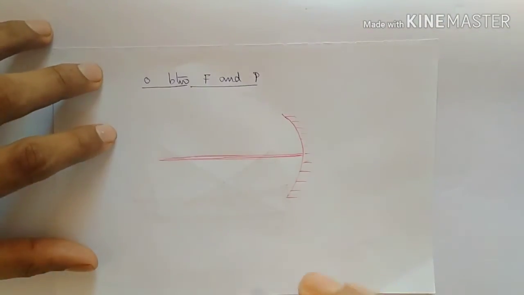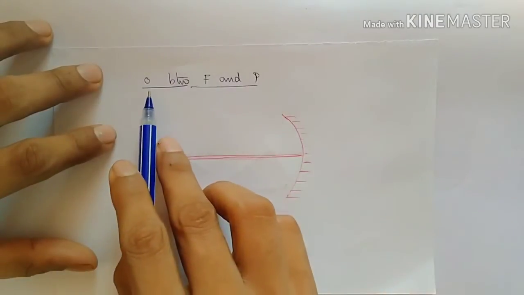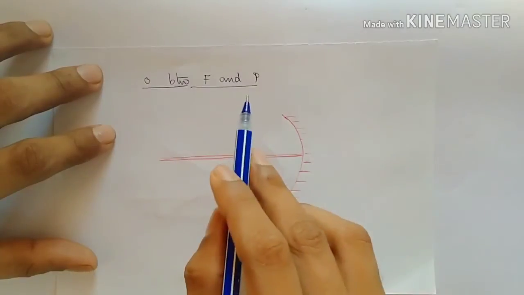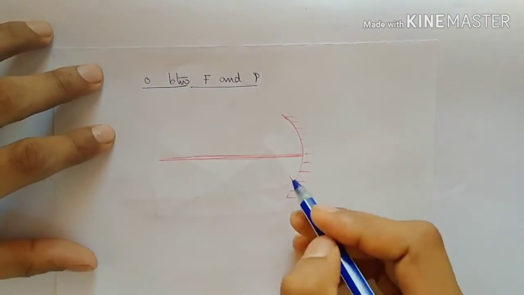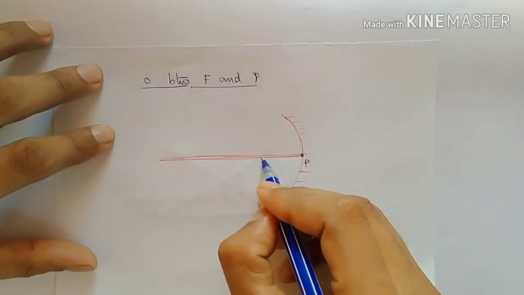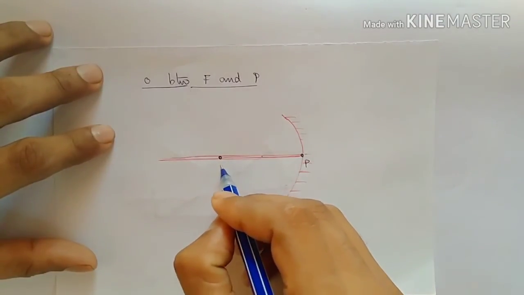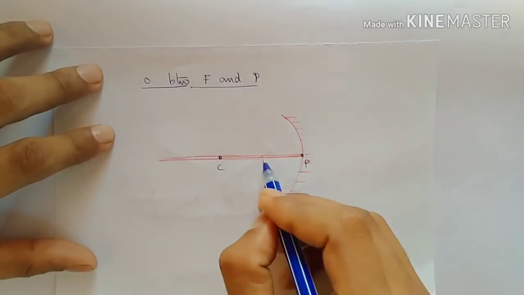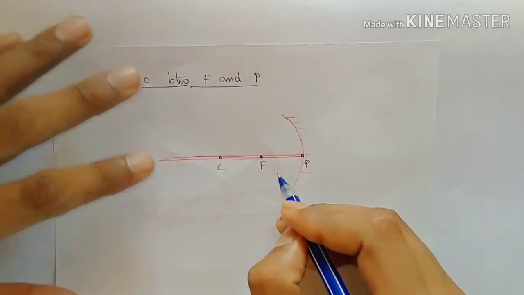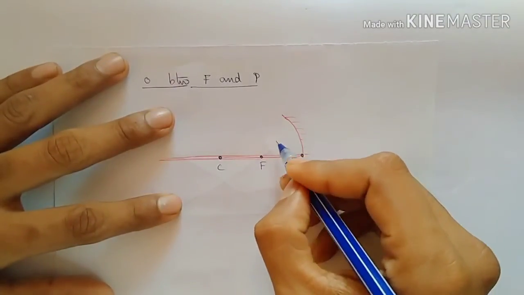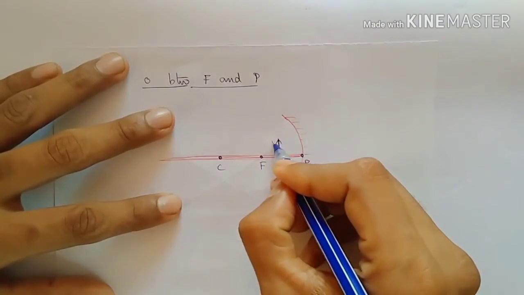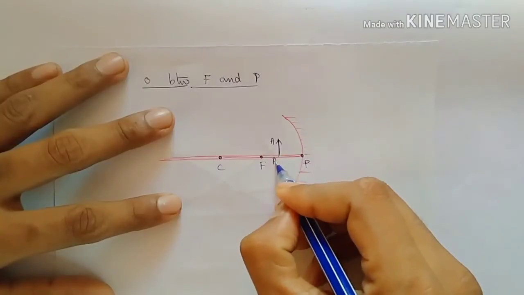Next, let's draw the ray diagram for object between F and P. Object is placed between F and P. For drawing the ray diagram, this is our pole. Let's mark this point as our center of curvature. Between center of curvature and pole we will have our F, and now we have to place our object between F and P. That is, this is our object and I am marking it as AB.